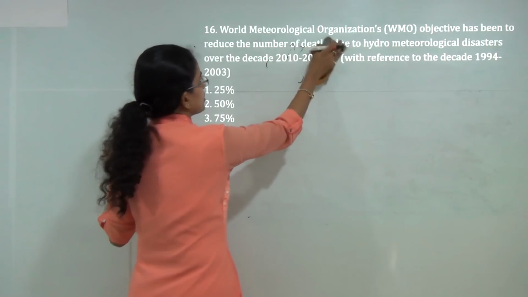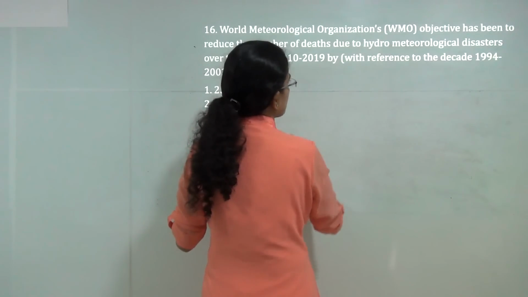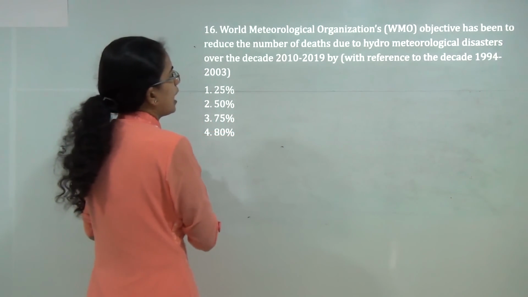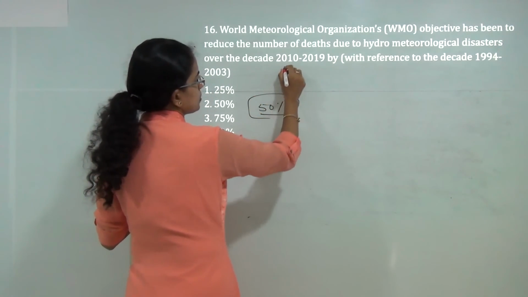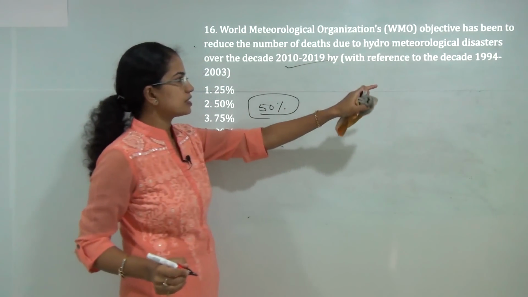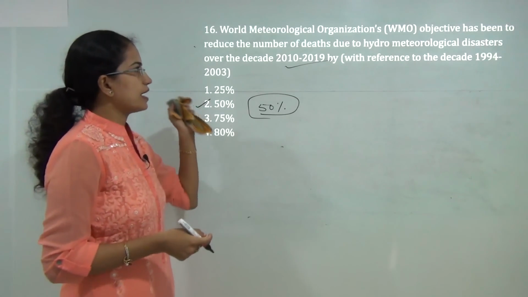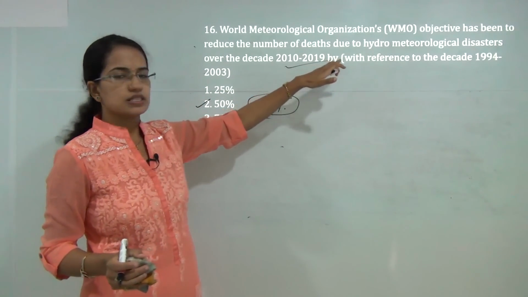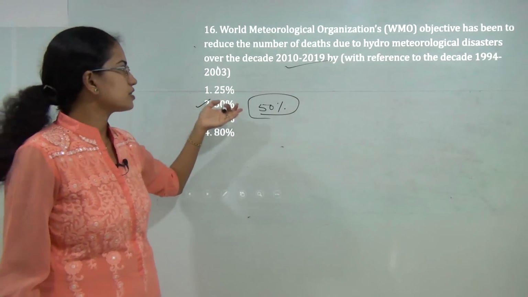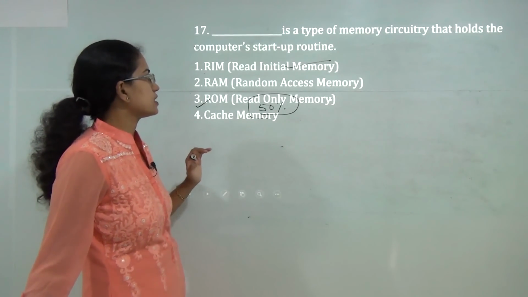So the World Meteorological Organization explained that the death due to hydrometeorological disasters has decreased by 50% in 2010-19 with reference to the previous decade, and this has been documented by the WMO. We have the details available on the website, you can just check out there. So that's again a very theoretical question, but based on current events or current happenings.